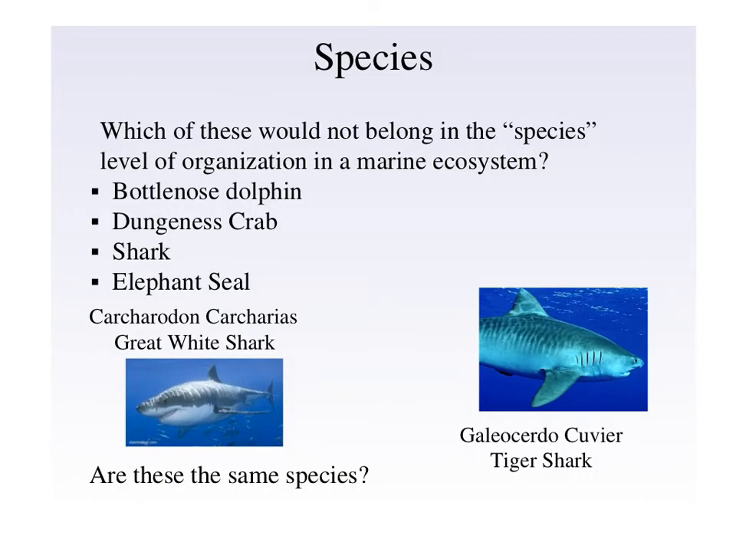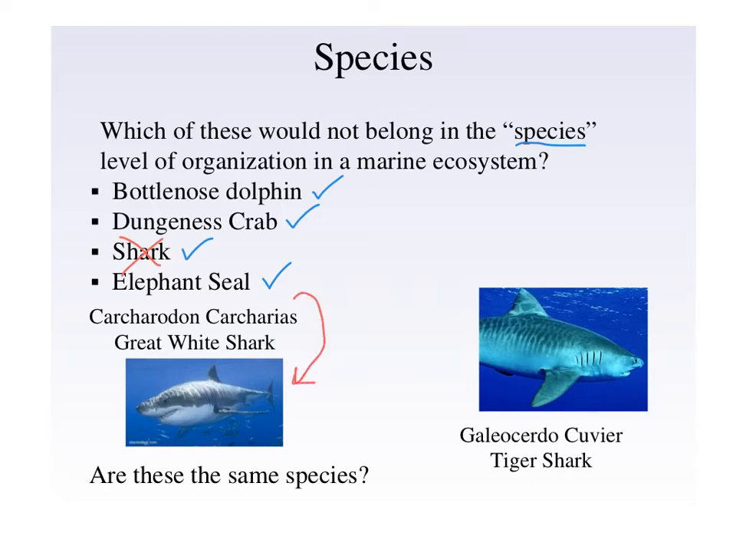All right, so which of these would not belong in the species level of organization in a marine ecosystem? We have bottlenose dolphin, Dungeness crab, shark, or elephant seal. Well, the answer to that, which one of these is not a species? Shark. That is not a species. That's more of a broad term because there's several different species of shark.